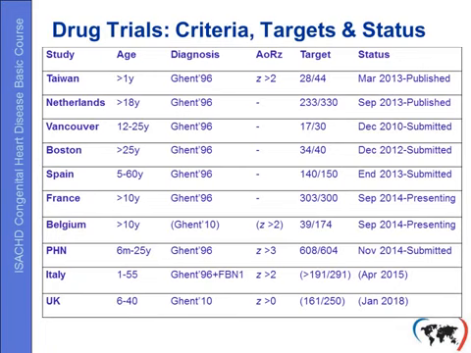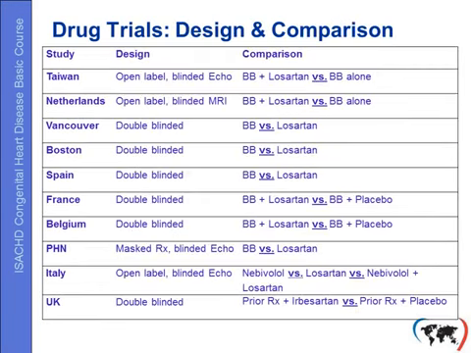So I'm not going to go over these next few slides in detail, but just to highlight that in these 10 international drug trials the age range extends from pediatric to adult, and only some of the trials restricted eligibility by severity according to aortic root Z-score. Additionally, some trials compared add-on losartan therapy versus beta blocker alone. Some were head-to-head losartan versus beta blocker. Some had a placebo arm.